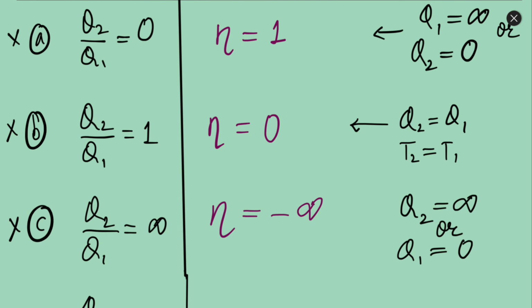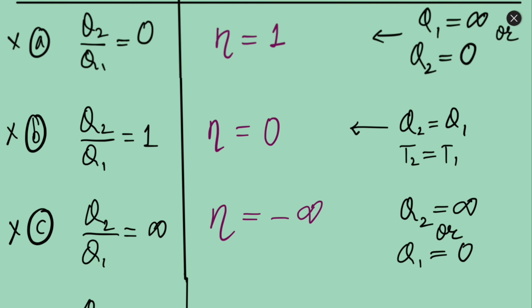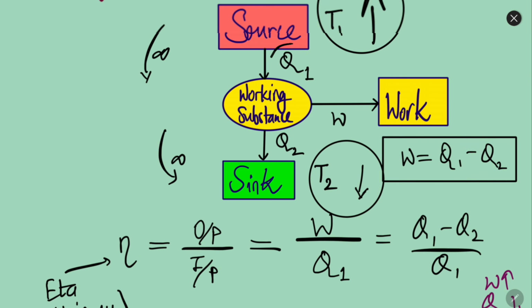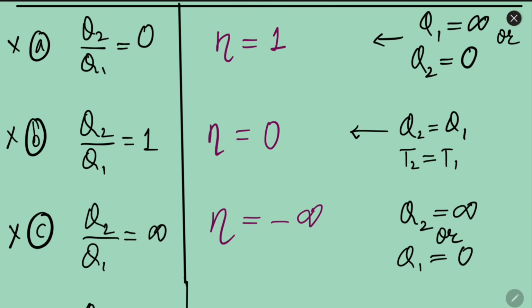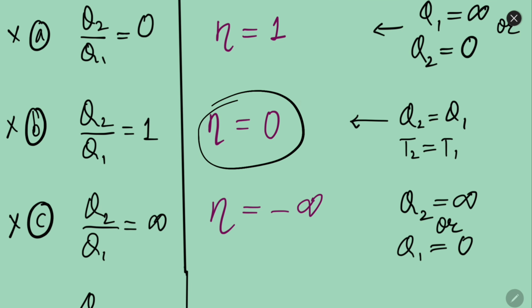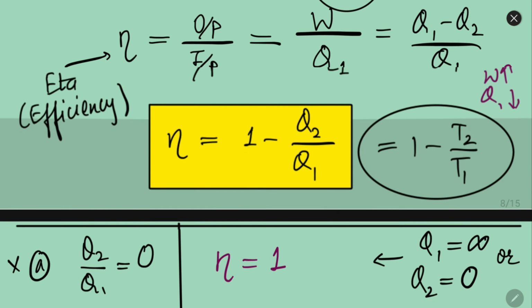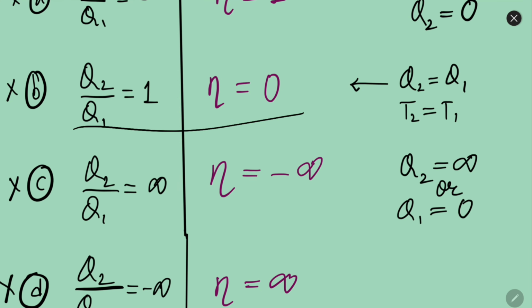Now, some values of efficiency are not possible. It is not possible that efficiency becomes 1, that is 100%. Why? Because in that case Q2 over Q1 has to be 0. That means all the heat supplied should go to the work done, but that is not possible. There will always be some heat lost. Then efficiency is also not 0, because in that case all the heat has to be transferred to the sink, and it is of no use to us.